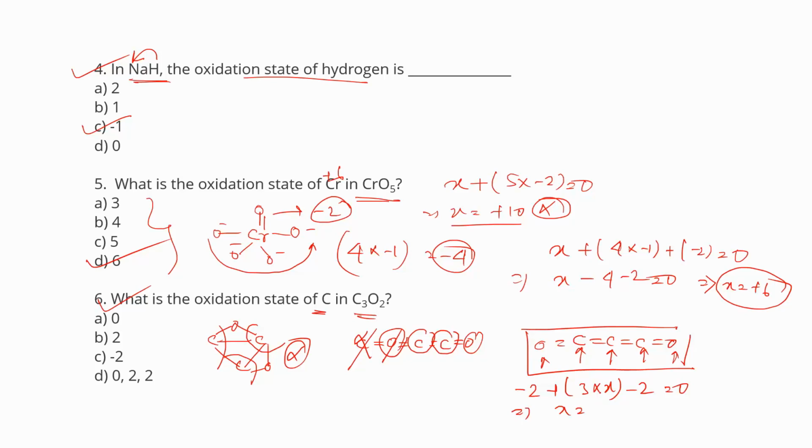I think it will be -2, -2, -4, it goes there, so it will be 4/3. I think I have mistaken the option, but I will correct this question. The answer will be 4/3. Okay, what is the oxidation state of the carbon in the C3O2? I will say in the next class what the option is, but the answer will be 4/3.